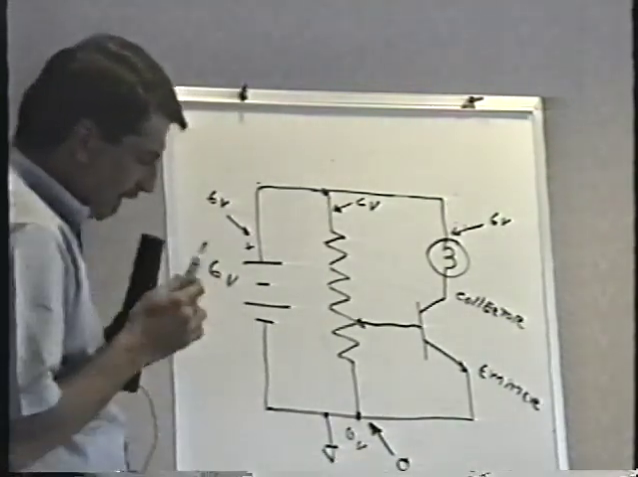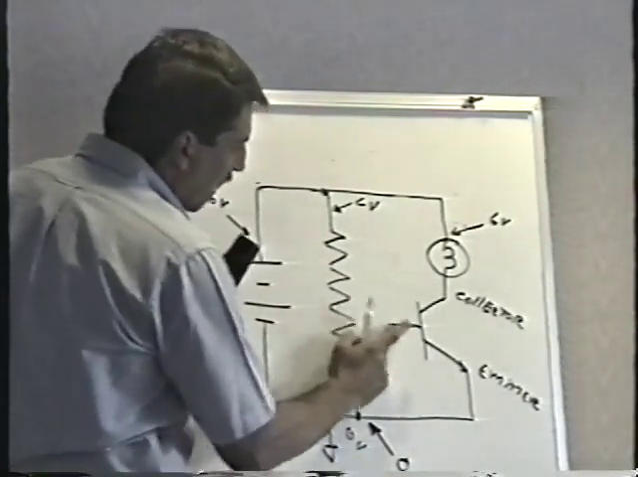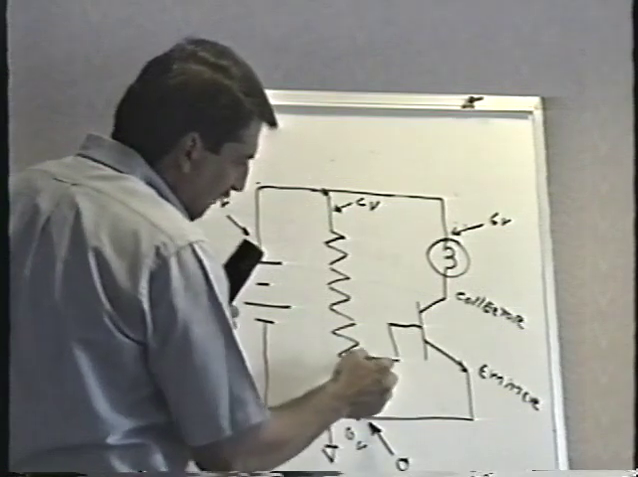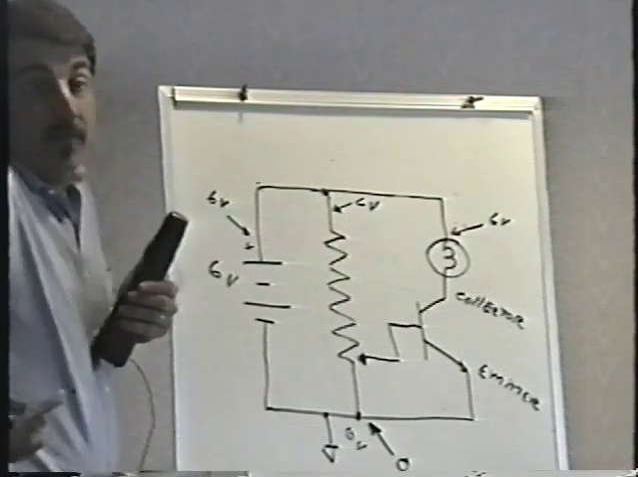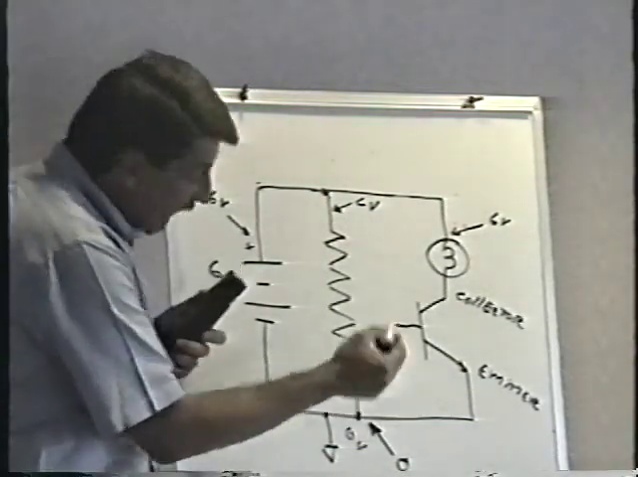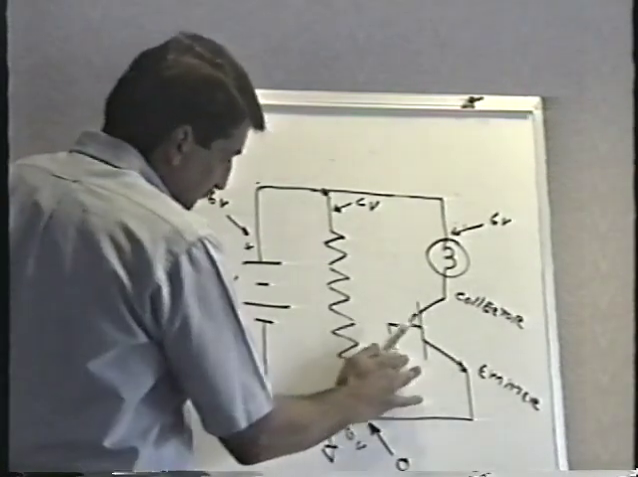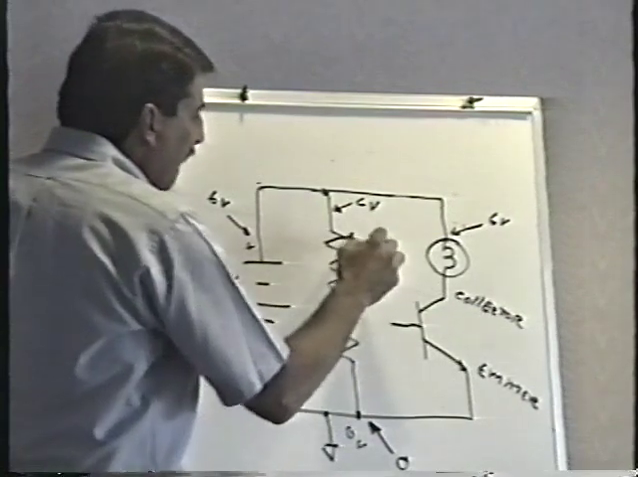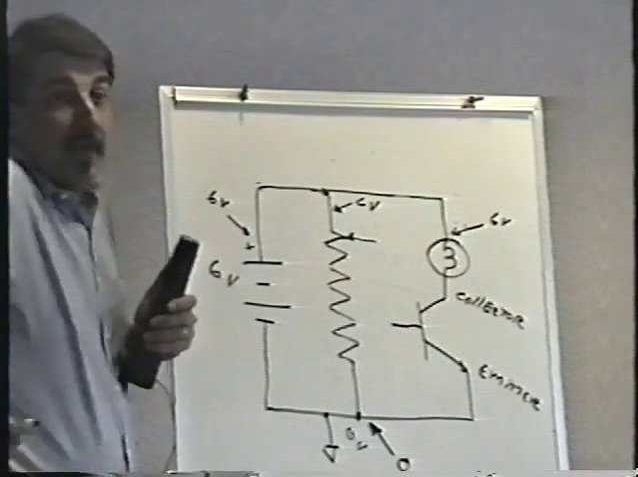All right, now let's think about this. Suppose the wiper of the potentiometer is all the way down here at the bottom of the pot. What would the base voltage be on the transistor? 0. It'd be 0, wouldn't it? I mean, look, it's actually touching ground right there. So obviously the transistor wouldn't be on. If the wiper was all the way up here at the top of the pot, what would the voltage be? 6 volts. It'd be 6 volts, wouldn't it? That makes a lot of sense.